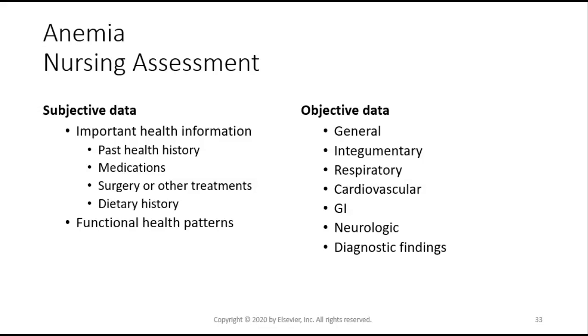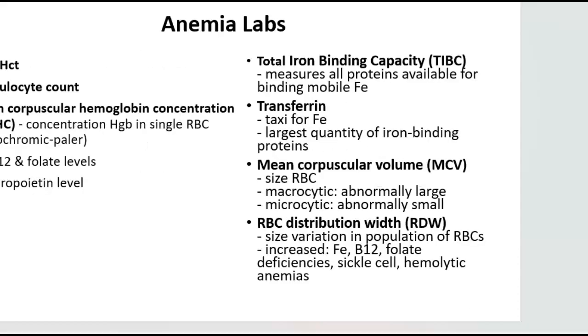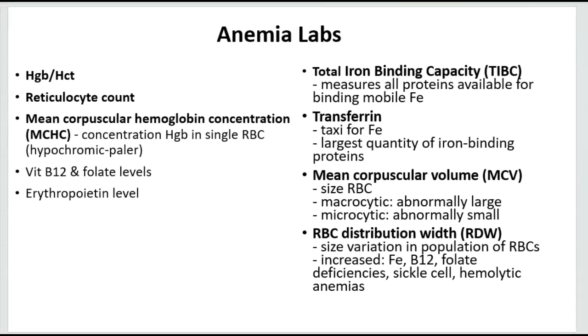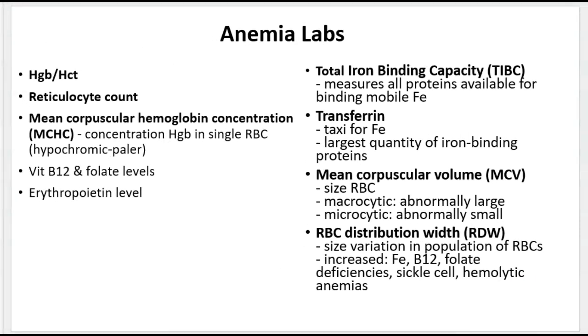The labs that we look at for anemia. So here they are. Let me move this over. So the anemia labs, this is pretty much the down and dirty list for you guys, right? Hemoglobin and hematocrit, very important. Reticulocyte count basically tells us whether or not our body can make the red blood cells.